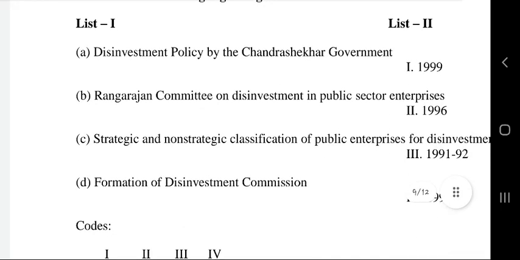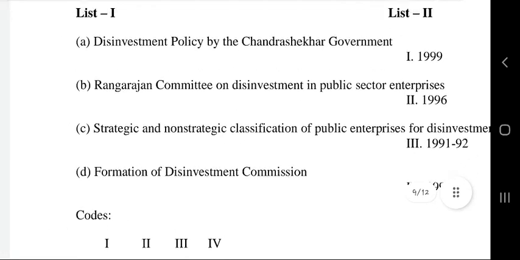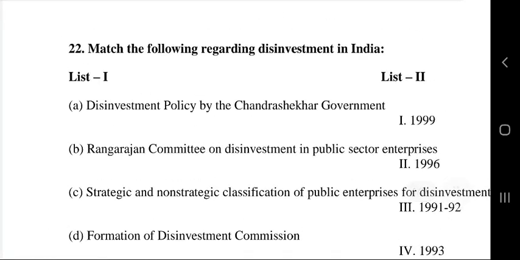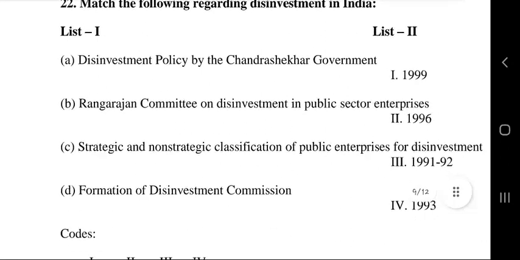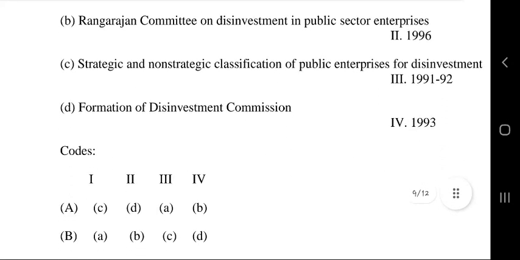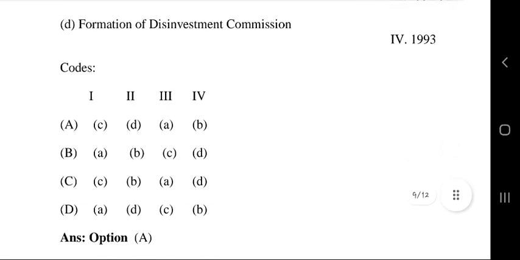Here you can see the list 1 categories and list 2 categories match as 1 for C, 2 for D, 3 for A and 4 for B.